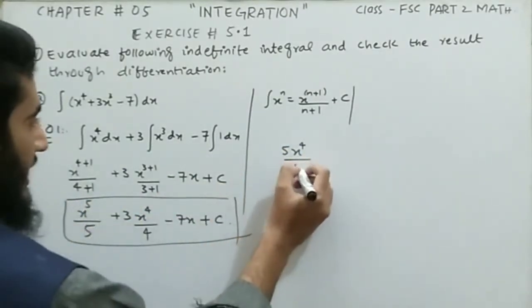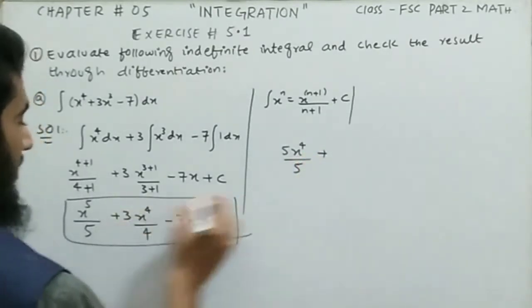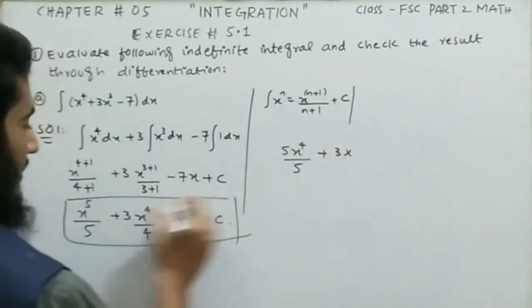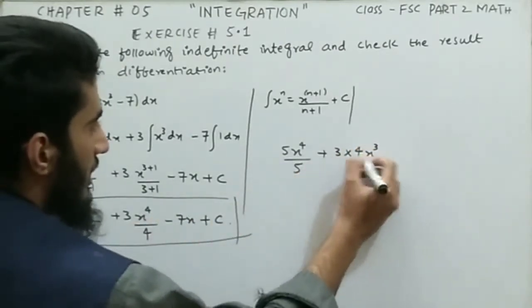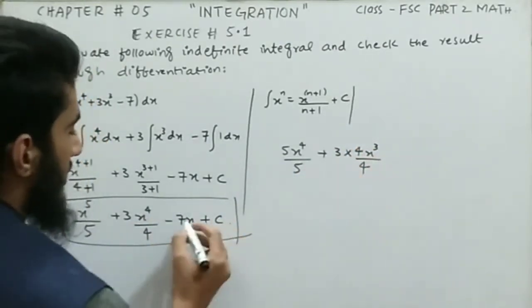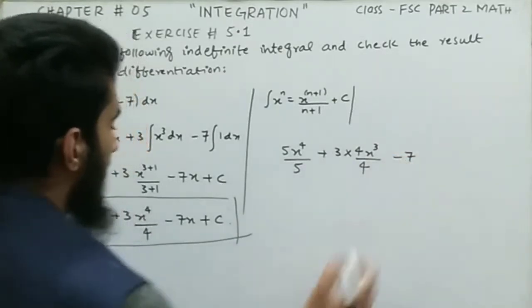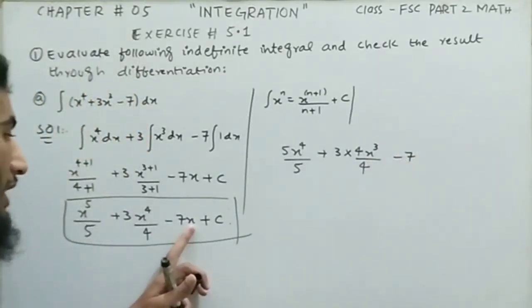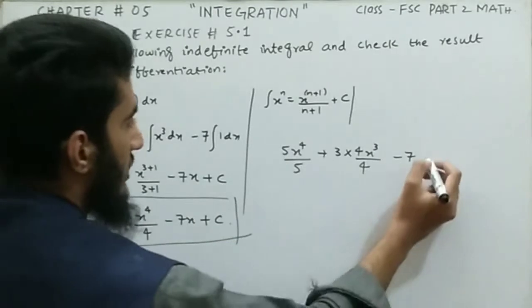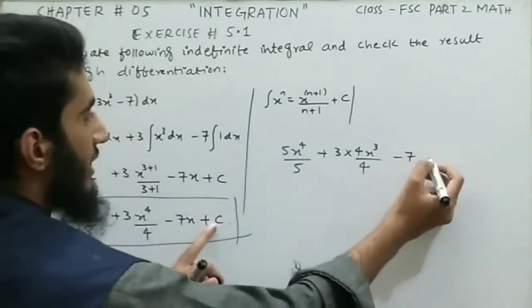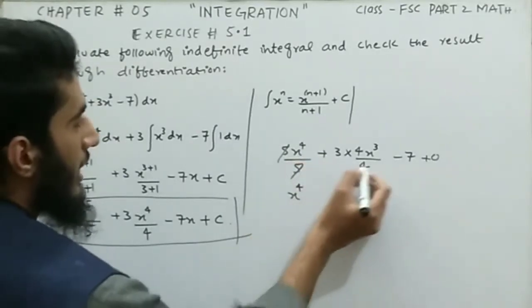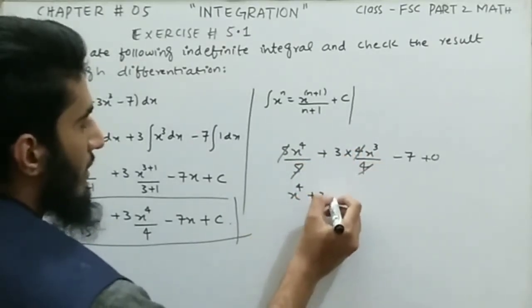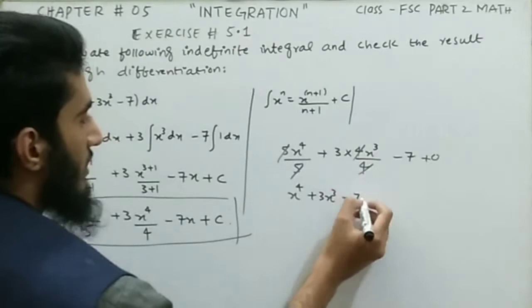And this 5 in the denominator is a constant, it will come down as it is. After this 3 will come down as it is, the power will come to the front and we will subtract 1 in the power, so 4 minus 1 gives us 3, divided by 4 which will come down as it is, and minus 7 will come down as it is. The derivative of x is 1, so dx by dx gives us 1, so it becomes minus 7, and the derivative of a constant is 0. 5 cancels with 5, we are left with x power 4, and 4 cancels with 4, we are left with 3x power 3, and minus 7 will come down as it is.